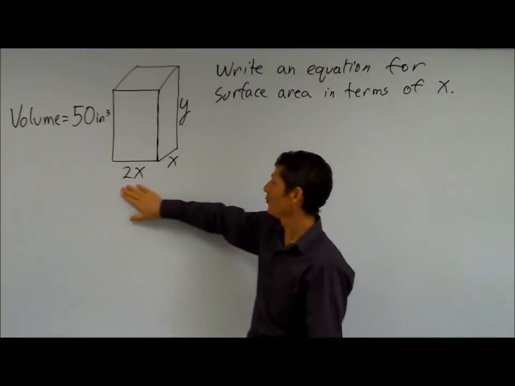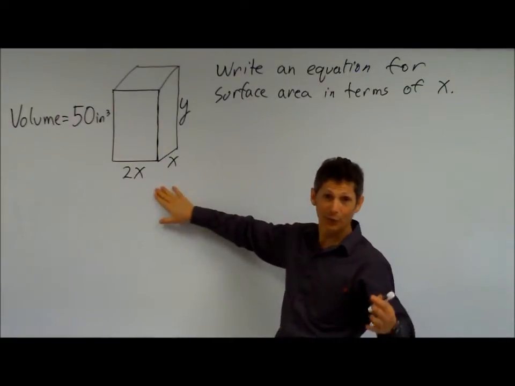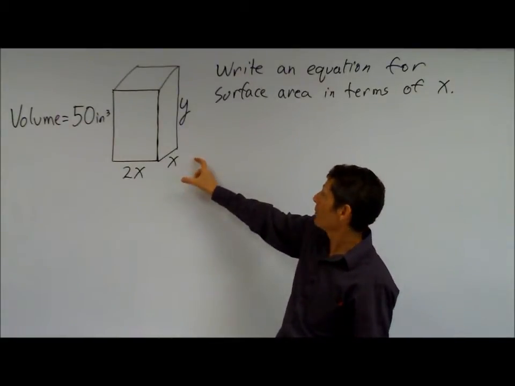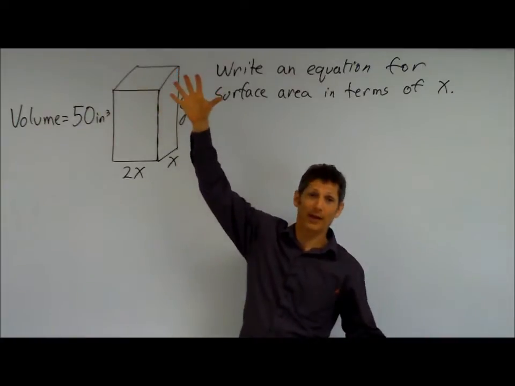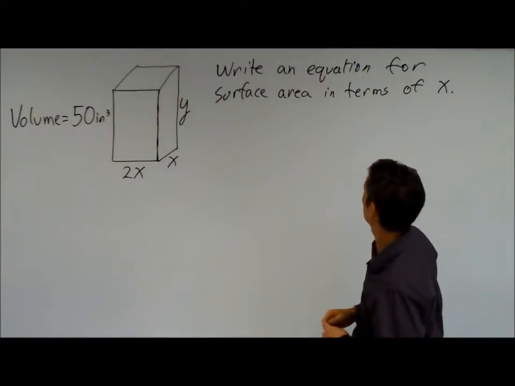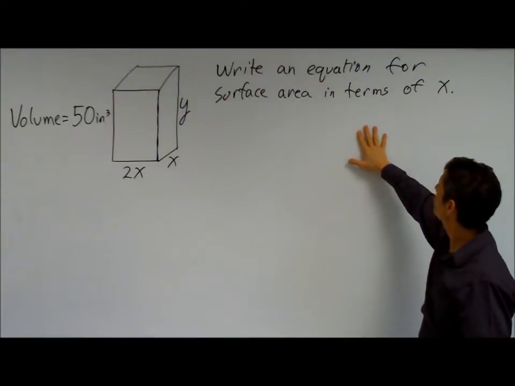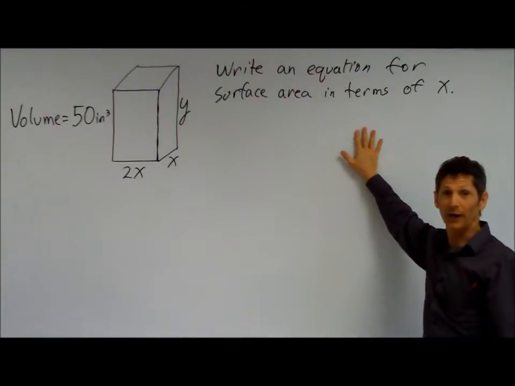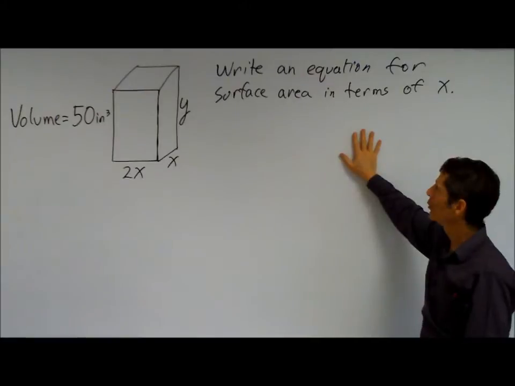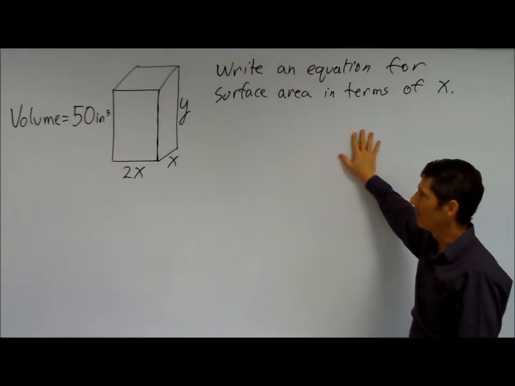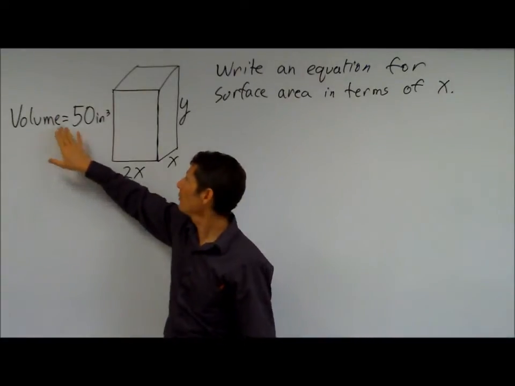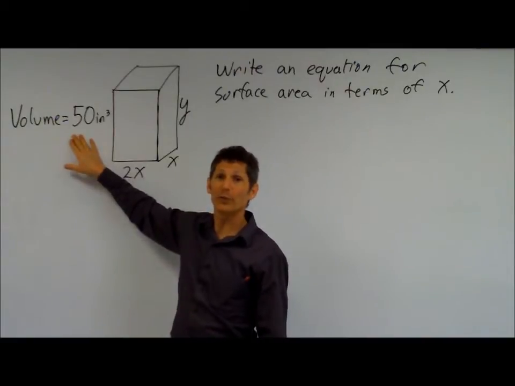And here I have drawn the box. It has a base of 2x and a depth of x and a height of y. And the problem asks me to write an equation for the surface area of this box, rectangular prism, in terms of x. And I'm given the volume right here. The volume of this thing is 50 cubic inches.